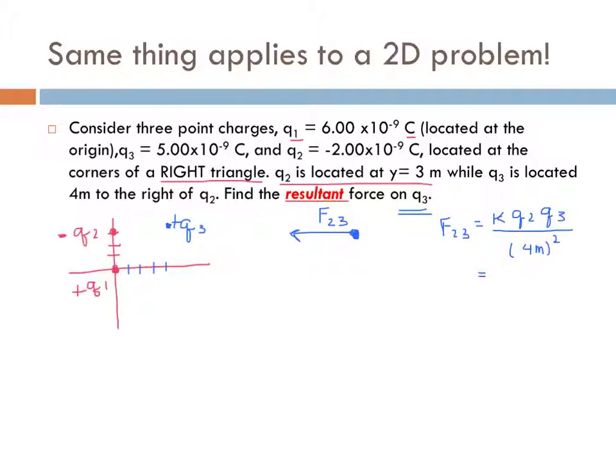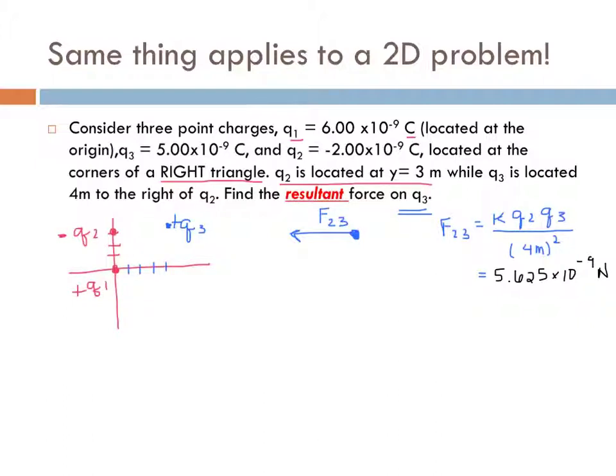Now you can actually put in the values of Q2 and Q3 and get a value of 5.625 times 10 to the negative 9. Again, we're putting in all positive values here. And this is a force, so the units are newtons.